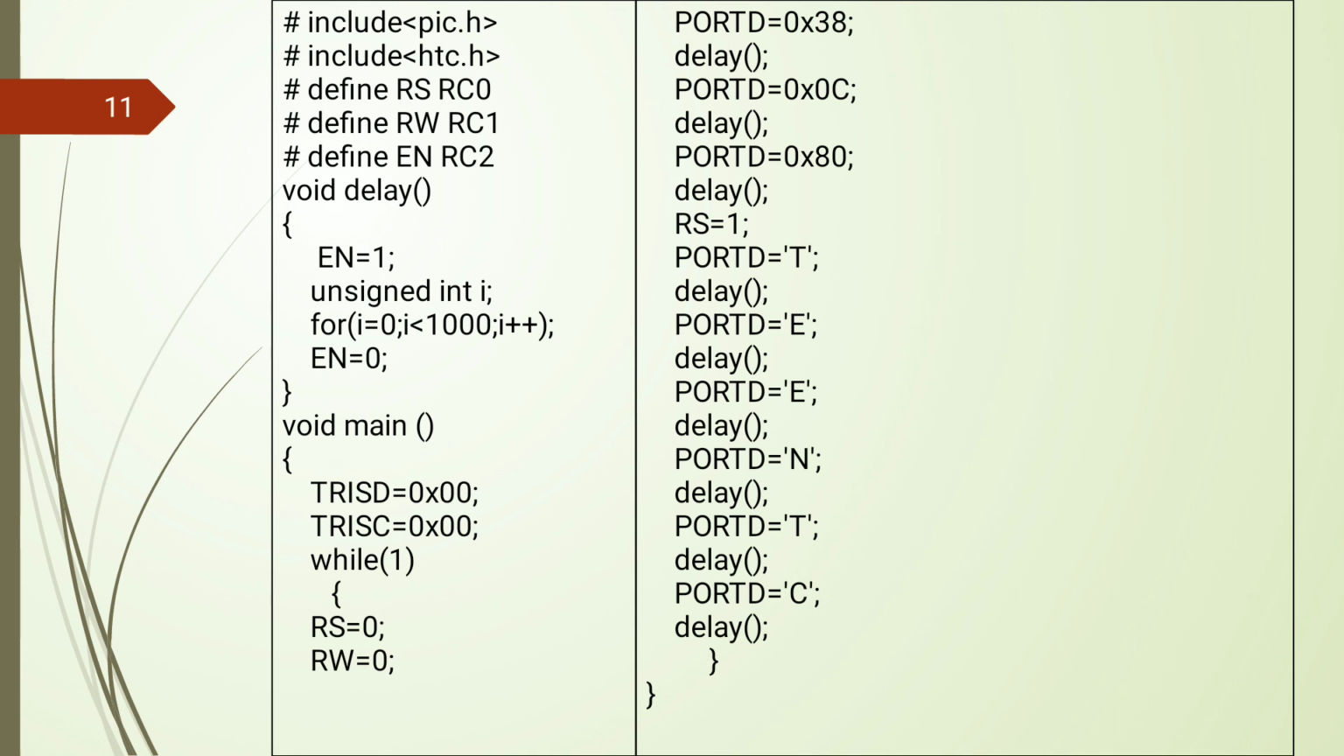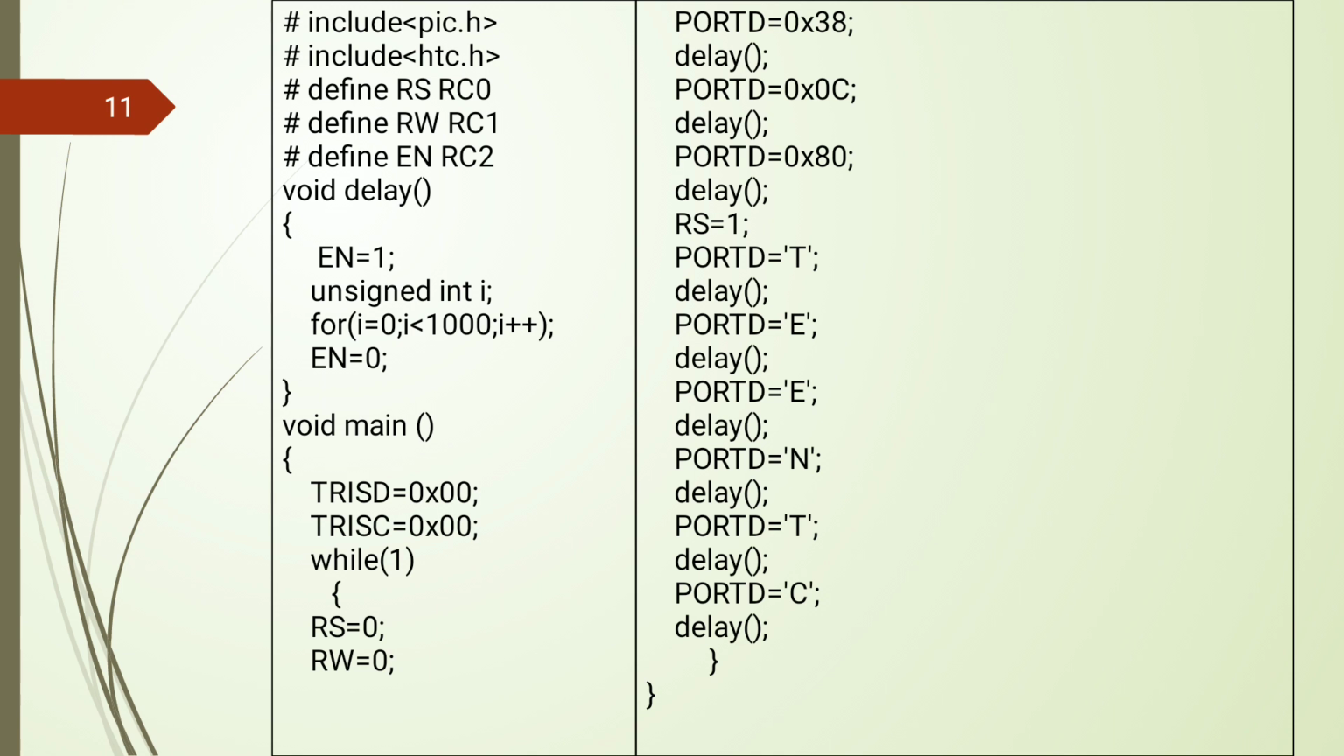Here we require 8 data lines. So we select one port as output port and connect it to the data lines. In this code we are using port D as our output port for accessing the data, and again 3 more lines or pins are required, that is we are selecting here RC0, RC1 and RC2 as control lines for RS, RW and enable pin.